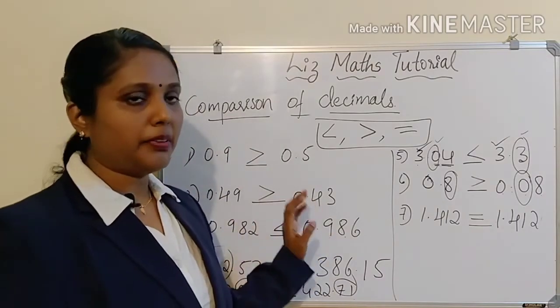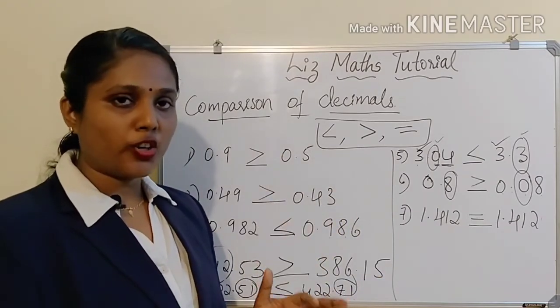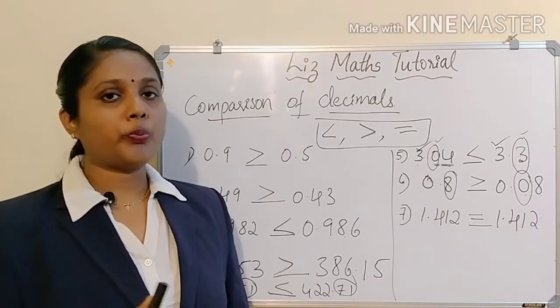Hope you understood. So now, which is the greater number, which is the smaller number, and which is the equal number in decimals? I hope you understood this. So I am going to wind up my class here. So I hope you have understood.